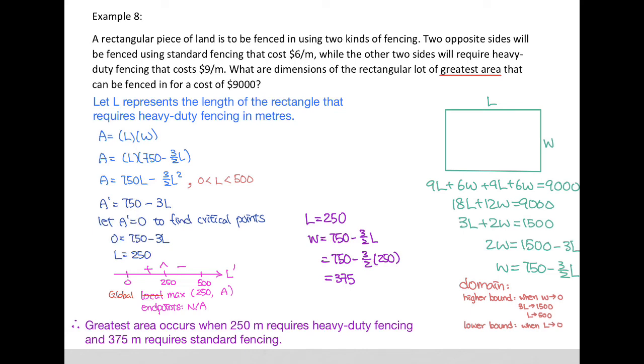Finally, let's make a conclusion. So we say the greatest area occurs when 250 meters require heavy-duty fencing and 375 meters requires standard fencing.